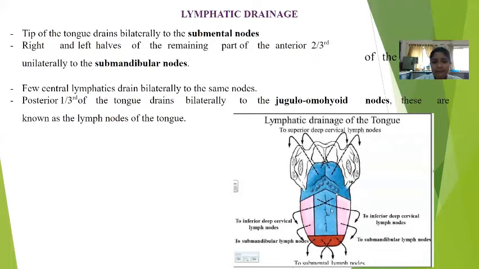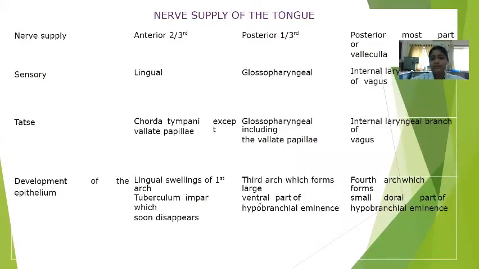The central lymphatics drain bilaterally to the same nodes. The posterior one-third of the tongue drains bilaterally to the jugulo-omohyoid nodes. These are known as the lymph nodes of the tongue. So coming to nerve supply.